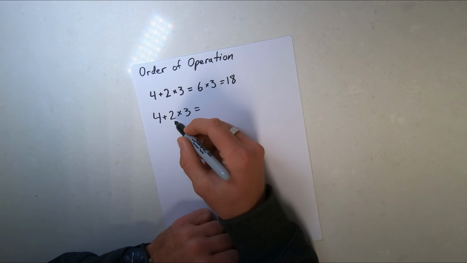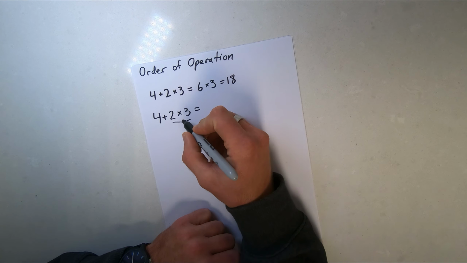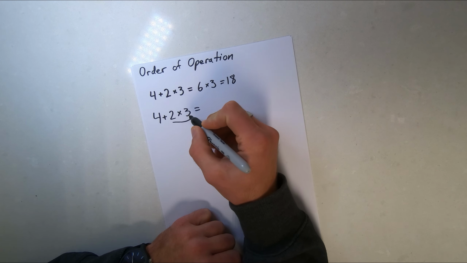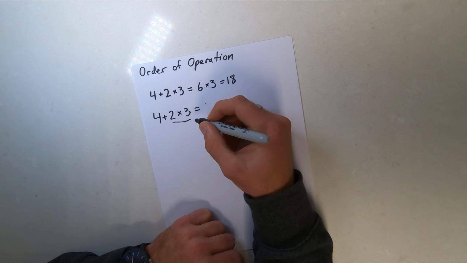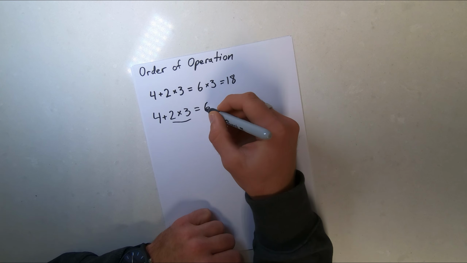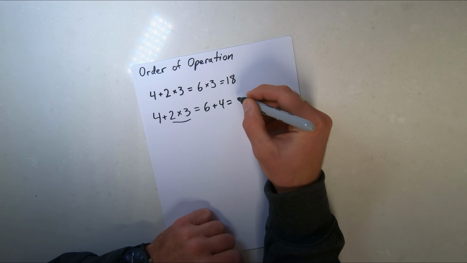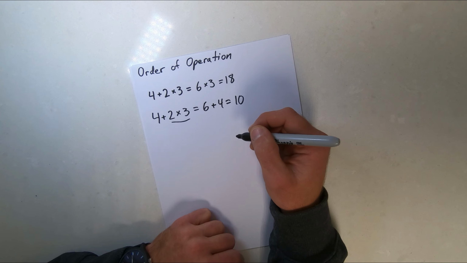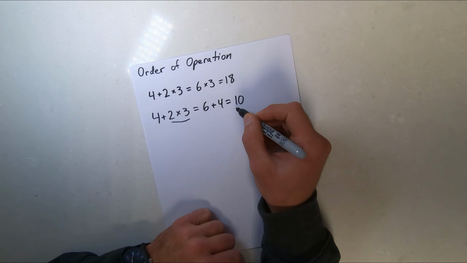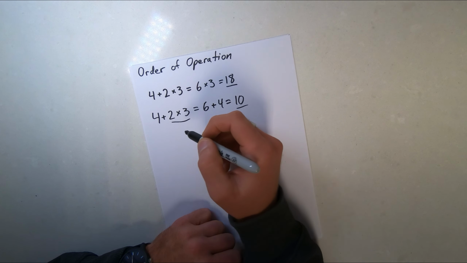In the second problem, we're going to do the multiplication first. So 2 times 3 is 6, plus 4 gives us 10. As you can see, we can get different answers depending on what we do first.